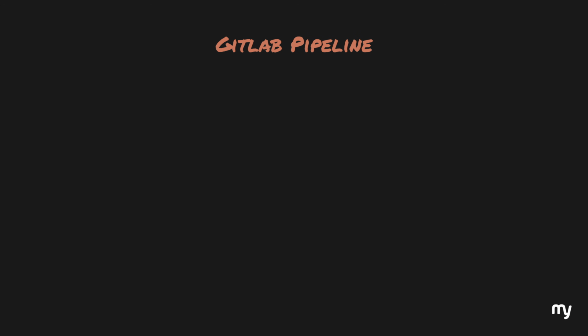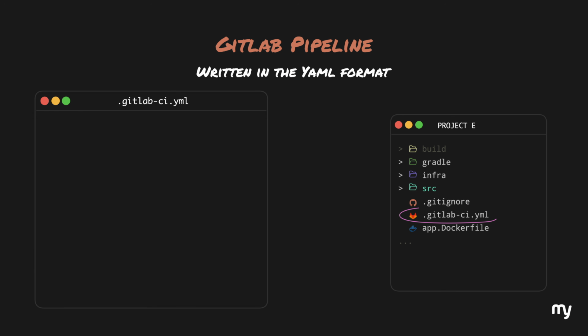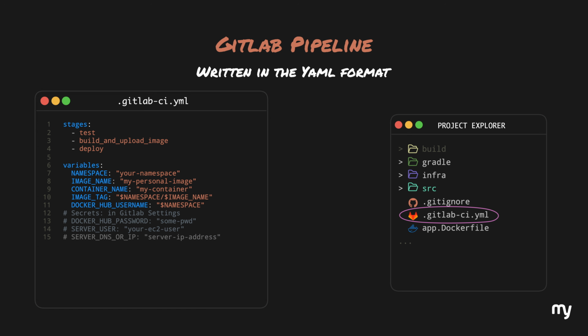A GitLab pipeline is written in the YAML format and is named .gitlab-ci.yaml. In this pipeline, we start by defining what all stages we want in our pipeline. This can be specified by the stages directive. We define 3 stages, that is test, build and upload, and then finally deploy. Next, we define some variables that will be used in the pipeline. For example, image name, container name, and such. There are some other variables which are secret.